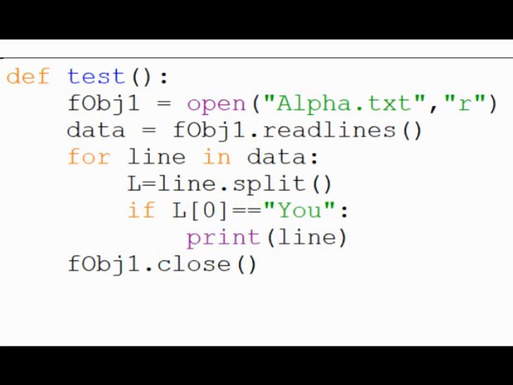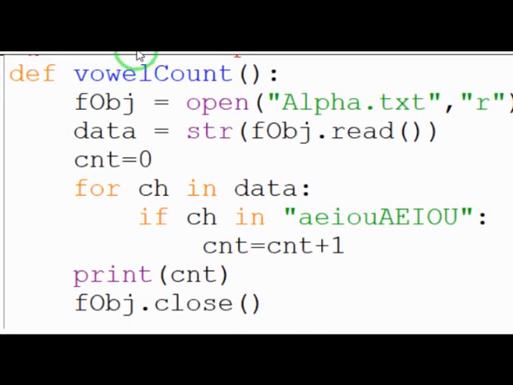Moving to the next part, we define the vowel count. Then the first object opens the file alpha.txt in the read mode. Then data takes the string of the object.read. Count is taken as 0. Then for every character present in this data, if the character is in the vowels, then count plus equals 1 and we simply print the count. This is very similar to taking the number of vowels present in a sentence, which we covered in class 11, so I'm sure this will be very easy to understand. Then we simply close the file f object.